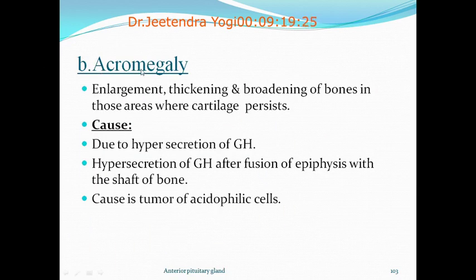Now come to the second abnormality of hypersecretion of growth hormone that occurs in the adult age group. That is called acromegaly. So acromegaly is a clinical entity in which excess secretion of growth hormone occurs after epiphyseal closure of the long bone. So there is enlargement, thickening and broadening of bone in those areas where cartilage still persists, like in membranous bone and acral body parts like hands, feet, etc. So the cause of acromegaly is again a tumor of acidophilic cells that causes hypersecretion of growth hormone after fusion of the epiphysis with the shaft of bone.